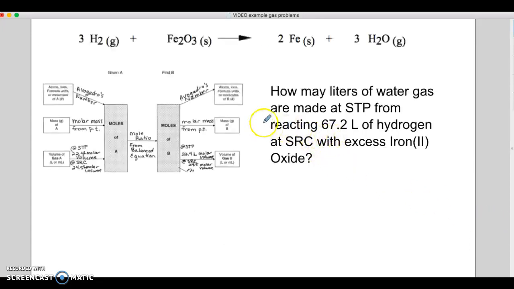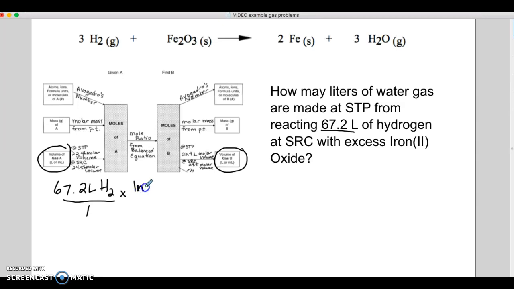So here's another problem. In this problem, they want to know liters of water. So we're going to end up down here again at STP, so we'll be using 22.4. And we're going to be starting with 67.2 liters of hydrogen at SRC. So I'm going to start with my hydrogen over 1. And then I know that 1 mole of hydrogen, or any gas, at SRC is going to be a volume of 24.5 liters.